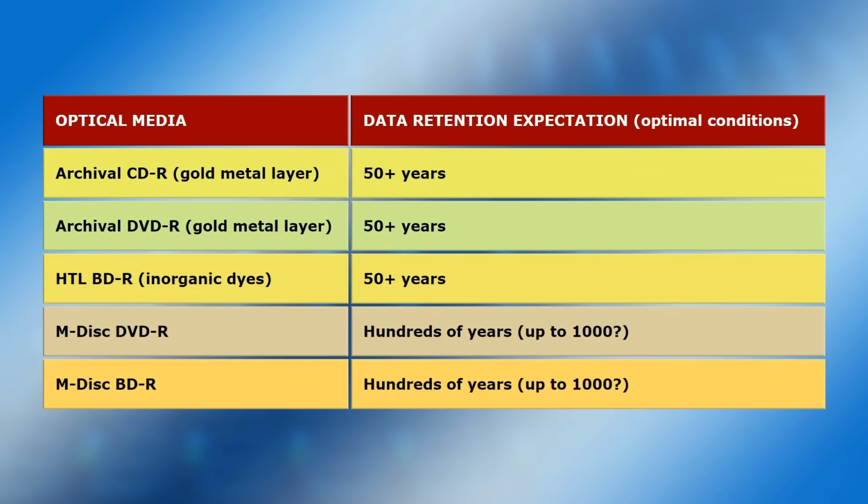And modern HTL, or high-to-low, BD-R disks that use inorganic rather than organic dyes are also expected to retain data for at least 50 years. M-DISC DVD-R and BD-R disks, which also use inorganic dyes, may potentially retain data for hundreds of years, but can only be written in M-DISC-compatible drives. As these figures indicate, archival-grade optical disks are a robust choice for long-term data storage, but the cost per gigabyte is higher than for hard drives.